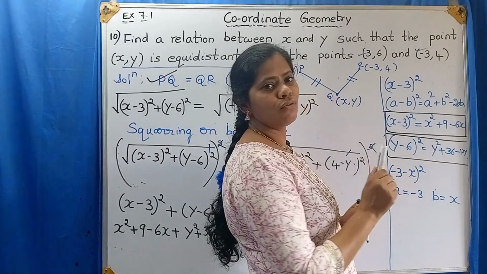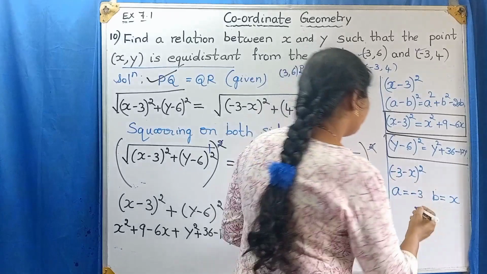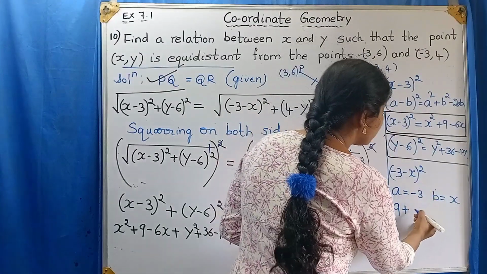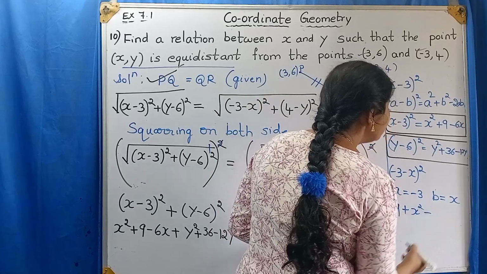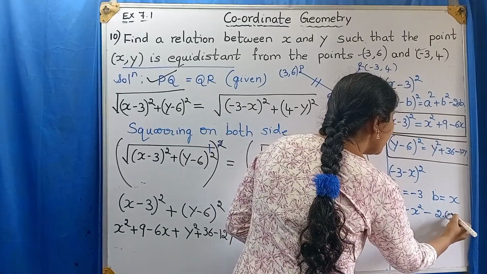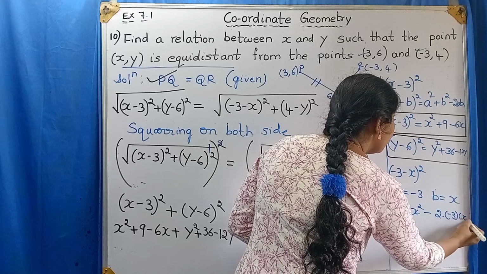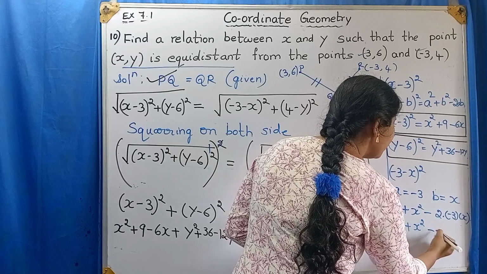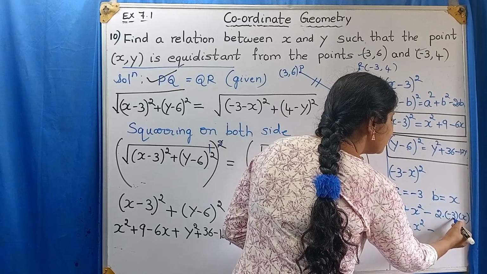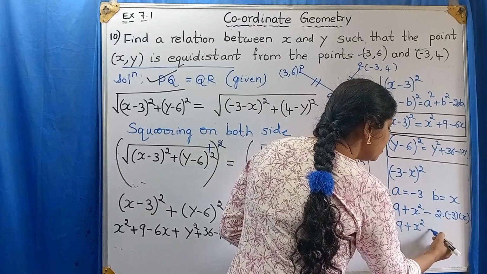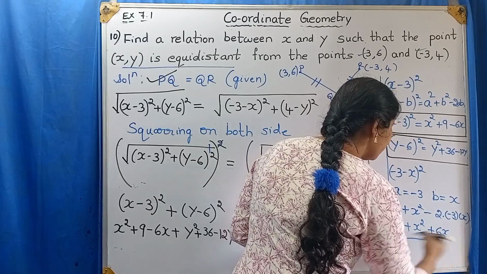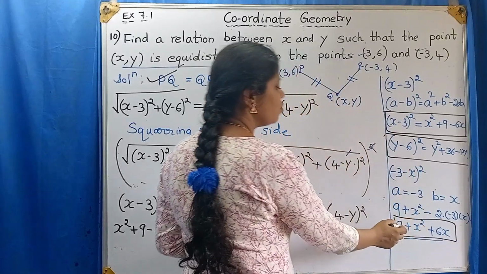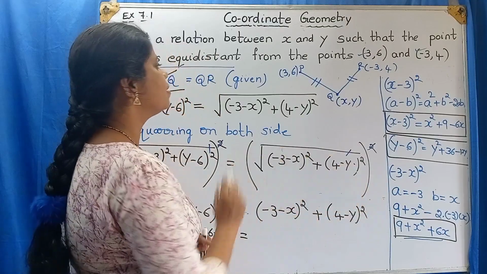Minus 3 the square is what? Minus 3 into minus 3 is plus 9. a square plus b square. b square is x square. Minus 2 into a into b. Okay? That is 9 plus x square minus 2 3s are 6 into x. But minus into minus is plus 6x. Therefore, minus 3 minus x the whole square is 9 plus x square plus 6x.